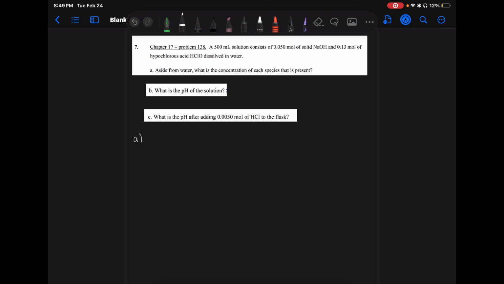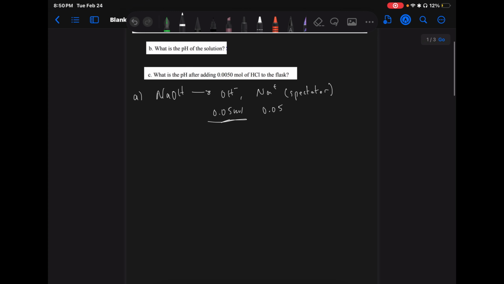So NaOH is a strong base. It'll dissociate into one OH minus and one Na plus ion, so there will be an equal amount of moles for each: 0.05 moles of OH minus and 0.05 moles of Na plus. Na plus won't really react with the acid, so we can call it a spectator ion, because it's not involved in the reactions we're interested in. We're mainly focused on the OH minus, so we know there's 0.05 moles of OH minus, or hydroxide ion.